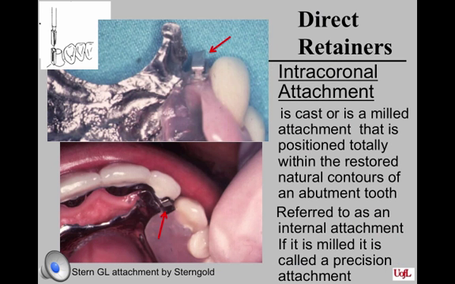Here's a close-up of the intracoronal attachment. It is also called an internal or precision attachment. The thing that makes it a precision attachment is that it is milled with precision instrumentation, and then it is cast into the framework when the framework is cast to it. It can also come as an independent part that is picked up in the acrylic resin when the partial denture is processed. It's easier to correct any problem that may happen when the attachment is picked up in the acrylic.